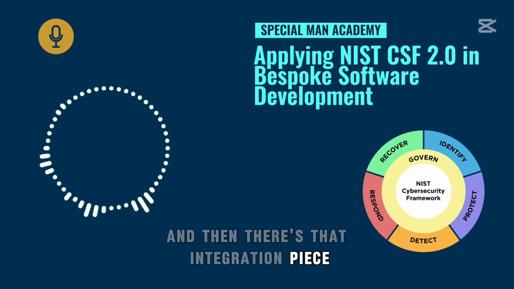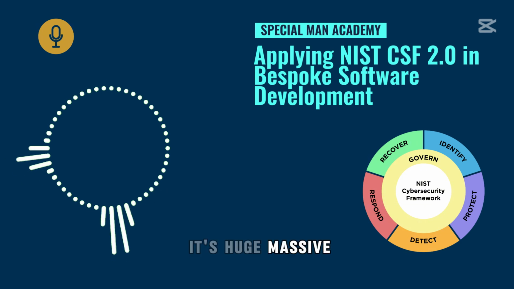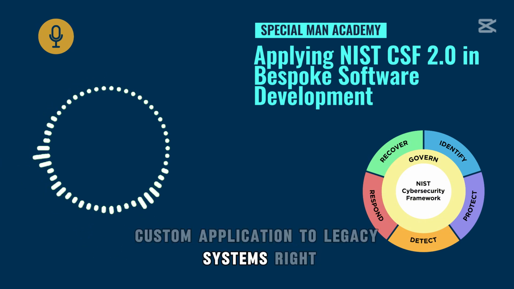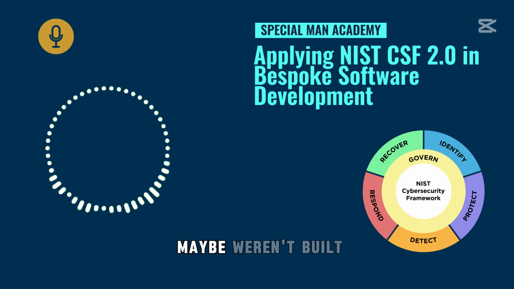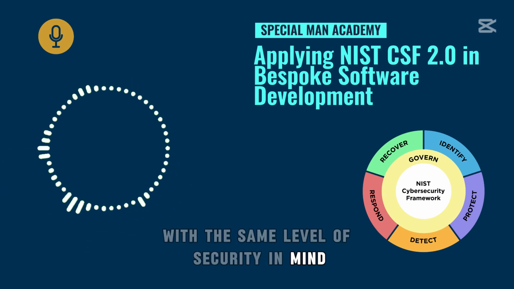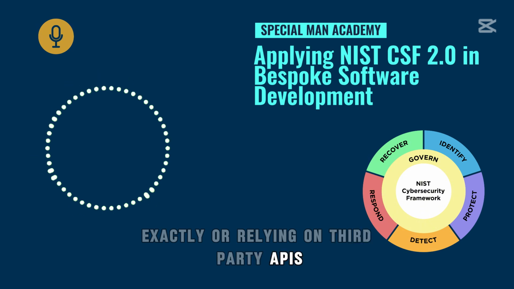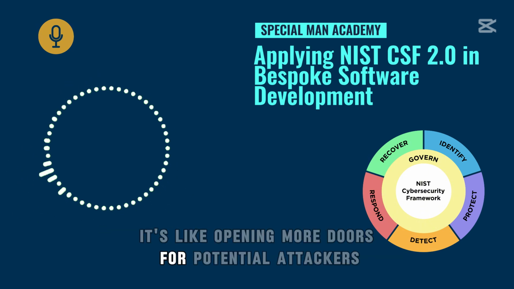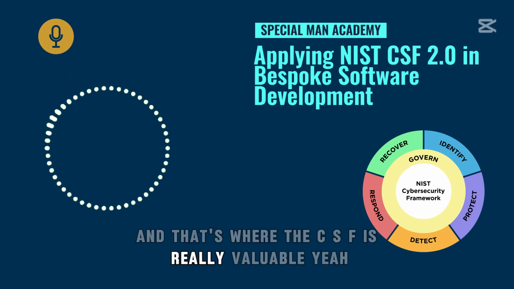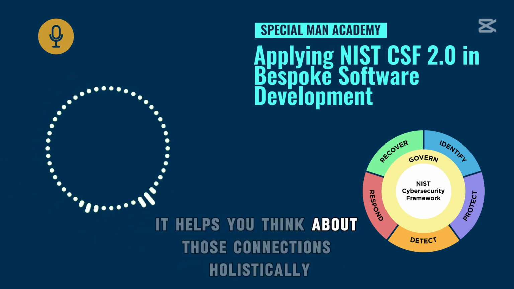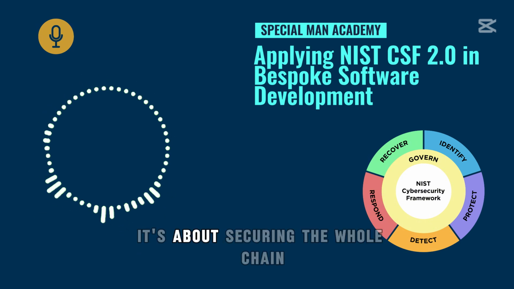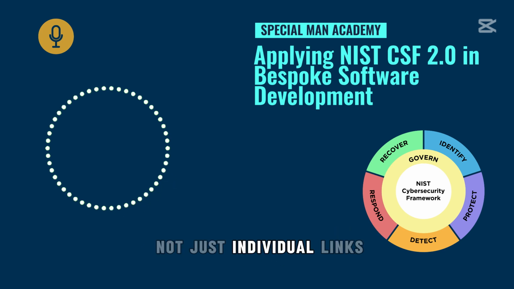And then there's that integration piece, which is huge. Massive. I mean, when you're connecting a brand new custom application to legacy systems. Right, the older systems that maybe weren't built with the same level of security in mind. Exactly, or relying on third-party APIs, you're widening that attack surface. It's like opening more doors for potential attackers. And that's where the CSF is really valuable. Yeah. It helps you think about those connections holistically. Right. And implement security measures across that entire ecosystem. Yeah, it's about securing the whole chain, not just individual links.